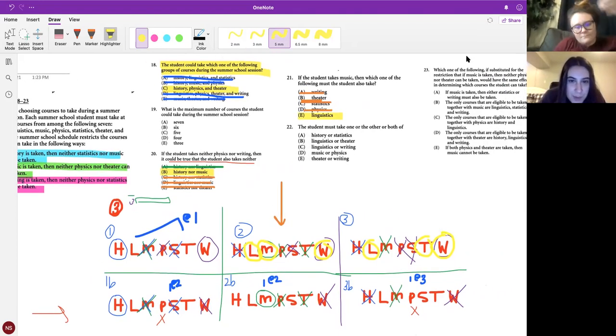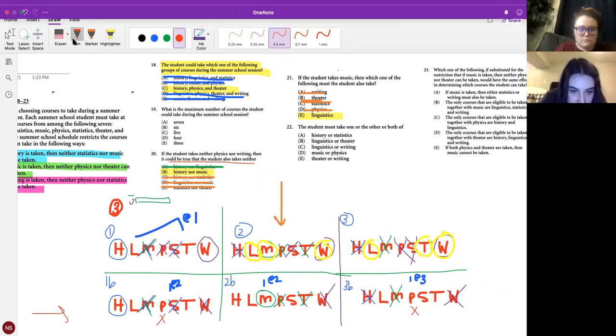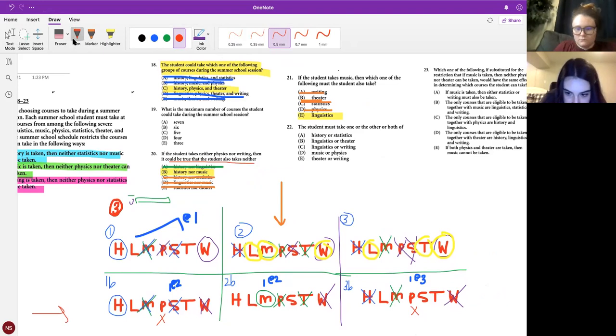What is the maximum number of courses the student could take during the school session? I believe it's 4, because those ones are all settled. I think 4 is the max that they could take in all the worlds we have. Yeah. Excellent. All right.